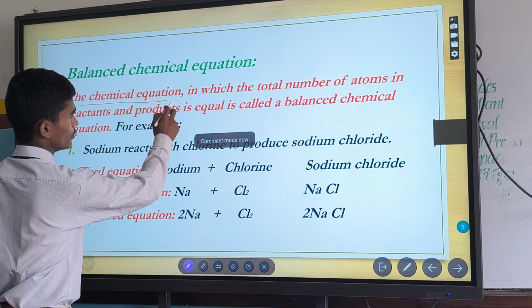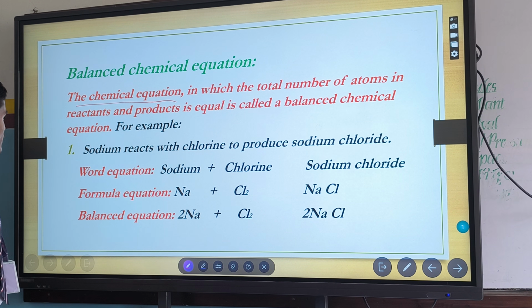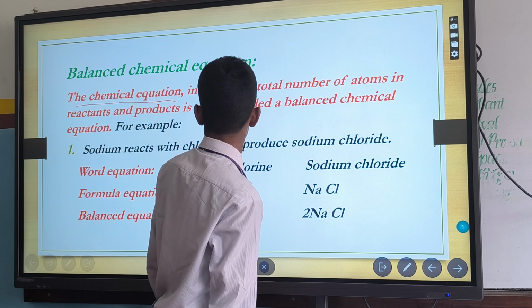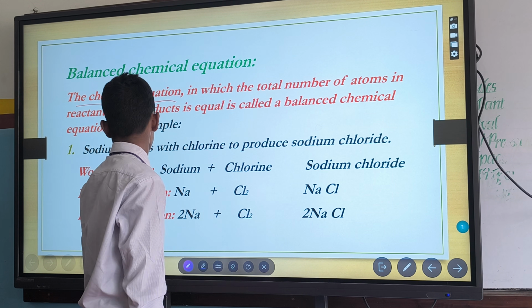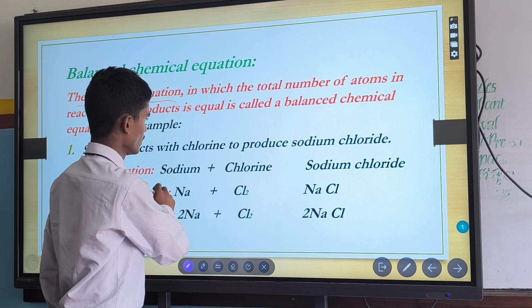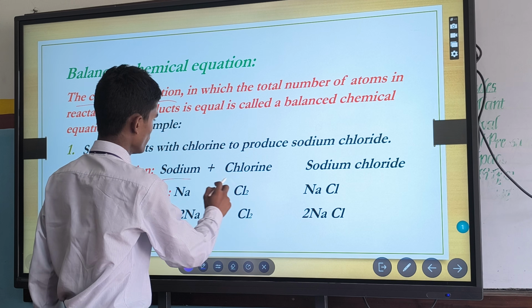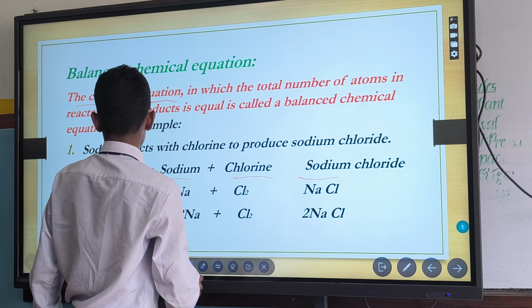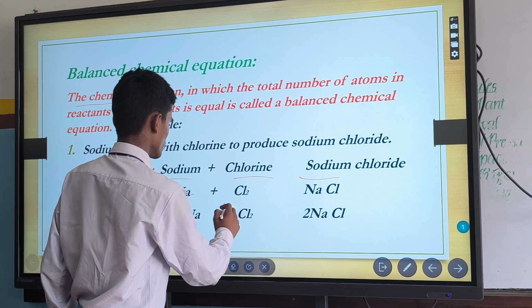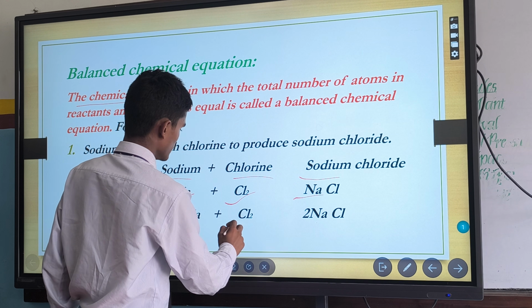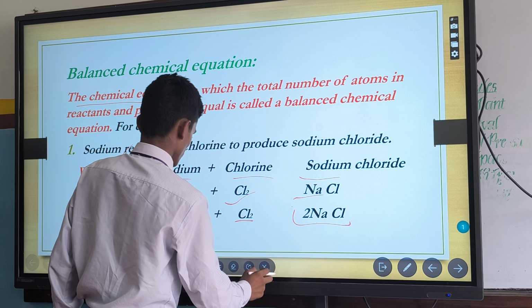The chemical equation in which the total number of atoms in reactants and products is equal is called a balanced equation. So balanced equations are those type of equations in which the total number of atoms in the reactants and products are equal. For example, sodium reacts with chlorine to produce sodium chloride. The word equation is sodium plus chlorine gives sodium chloride, and in formula equation it is Na plus Cl2 gives NaCl. But in balanced equation it is 2Na plus Cl2 gives 2NaCl.